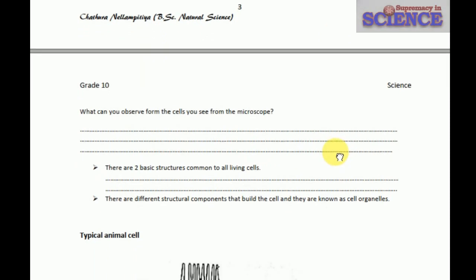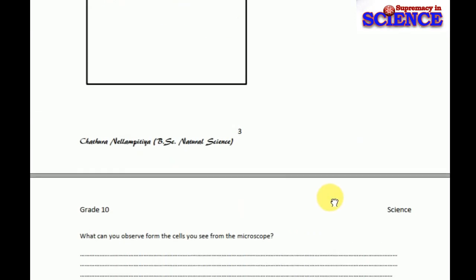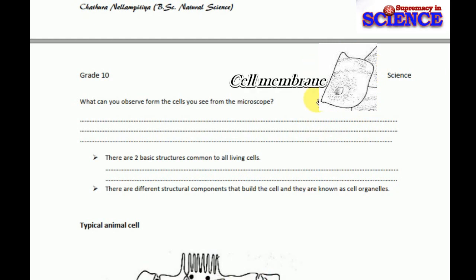Okay, now asking the basic idea what we get here. After observing these cells, we observe majorly two structures. One is the boundary of the cell. If you see the cell again here, in this cell there's a boundary, a line we draw in the pencil. That is called the cell membrane. So that is the most basic structure found in all living cells.